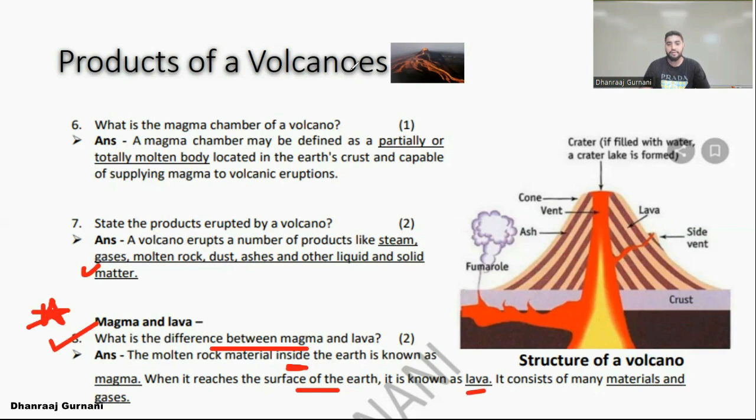Revising once again, when the molten rock material is inside the earth's crust, it is called magma. And when the same molten rock material erupts and comes out on the surface of the earth, which you and I can see, it is called lava. And lava contains many minerals and gases. Here is the answer you've done, for the many minerals and gases which are erupted during a volcanic eruption.